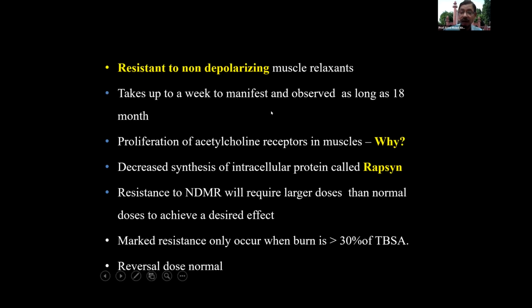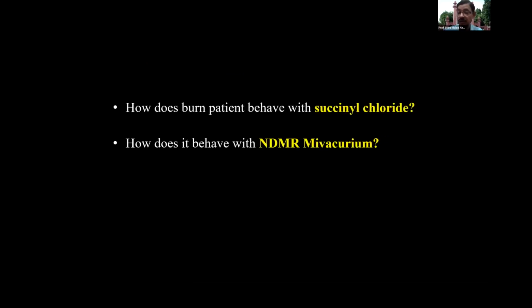And this takes place starting from 1 week to around 18 months. But one very important thing is this only takes place when more than 30% of the total burn surface area is involved. So if it is less than 30%, around 10 to 20%, you'll not have this problem. Probably the muscle relaxant dose is almost the normal. But in cases which is more than 30%, you need to give an extra dose. Now, a very important thing is mivacurium does not have this problem, but succinylcholine has an additional problem.